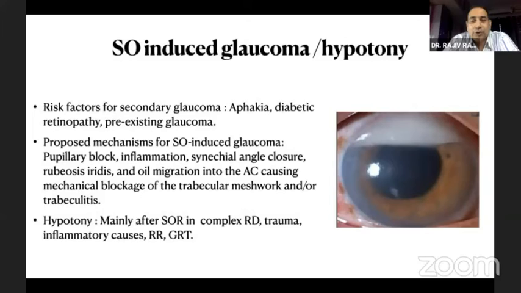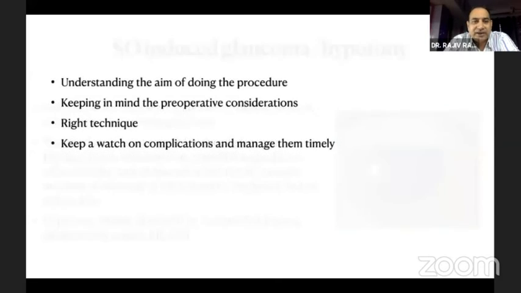It can cause both glaucoma and hypotony, secondary glaucoma, especially in aphakic eyes, diabetic vitrectomies, and pre-existing glaucoma. There are many mechanisms for this. Especially when you are doing SOR in cases of a complex retinal detachment, or a trauma, inflammatory case, when you have done a large relaxing retinotomy, or a case of a giant retinal tear, you may get a hypotony. You must keep that in mind.